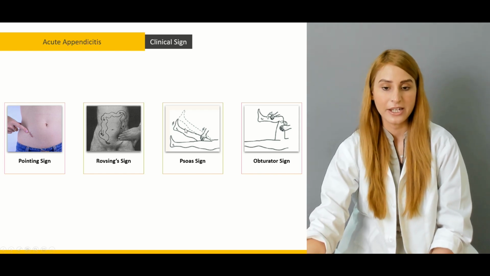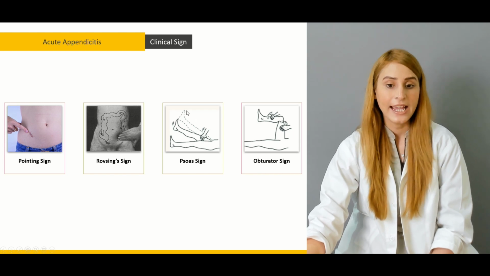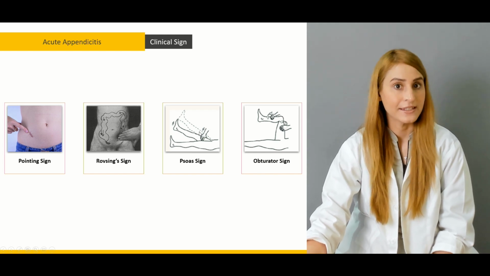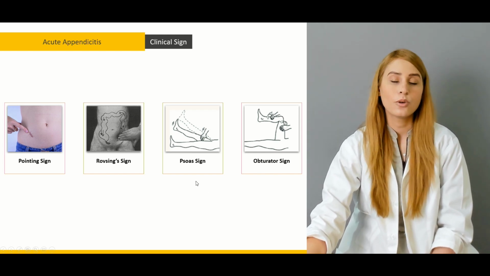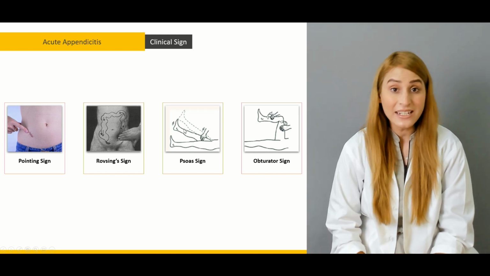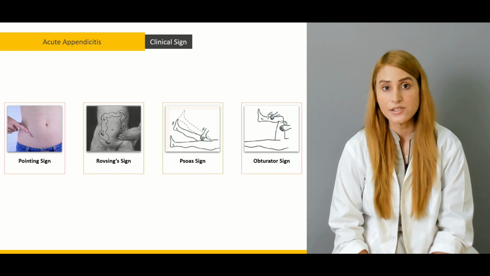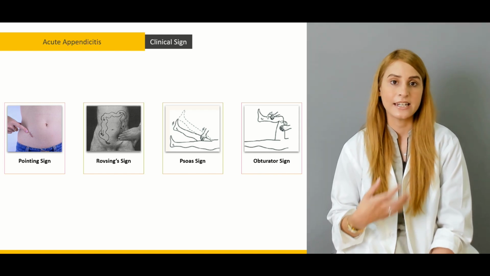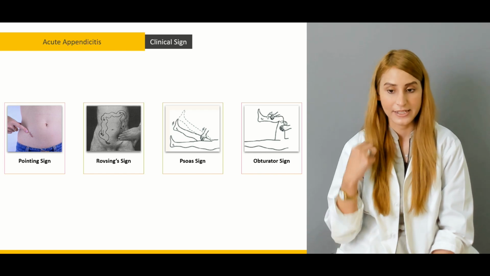You can see here in the picture that you hold the leg from the thigh, and then you try to move it away from the body. That means that you are doing the abduction, right? So whenever you perform this test, the patient says that I have a pain in the right iliac fossa. So this is called as a Psoas sign, and it is particularly indicated for the retrocecal appendix.